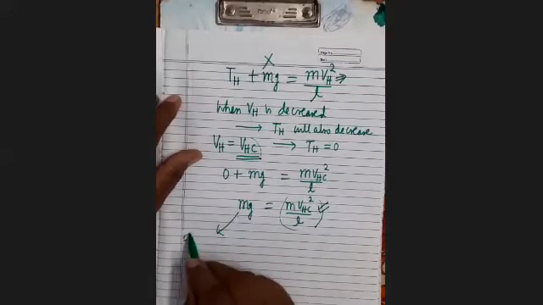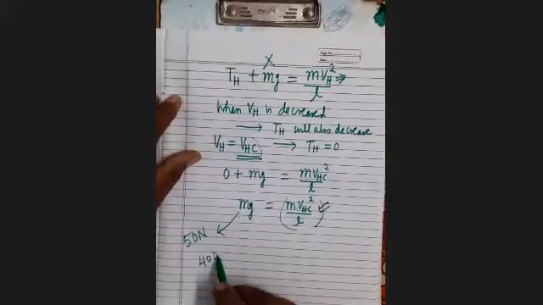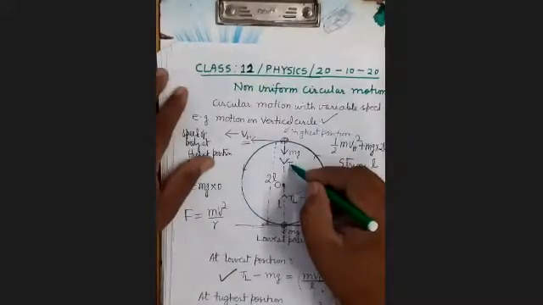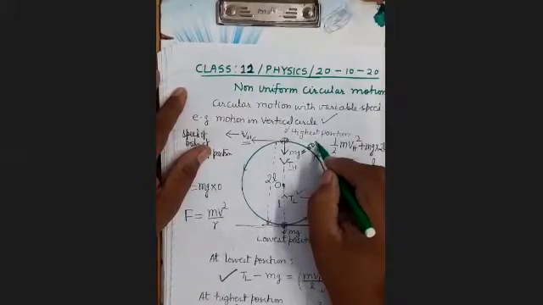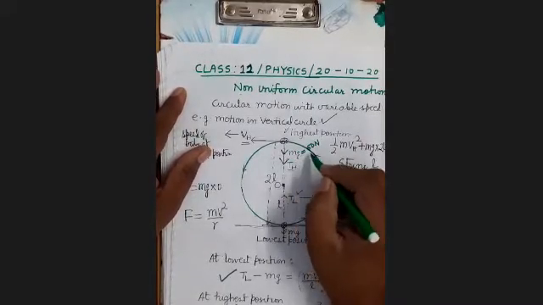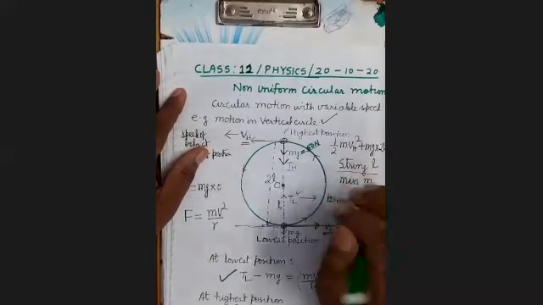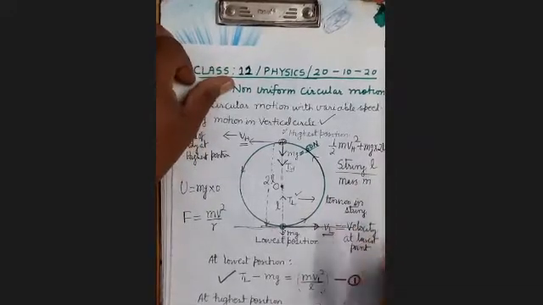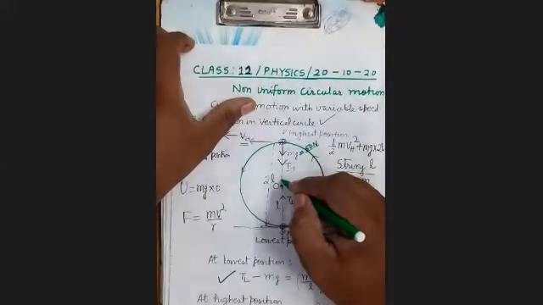Suppose mg is 50 Newton. Requirement of CF will be only 40 Newton. So what will happen to the 10 Newton? This 10 Newton is acting in the downward direction, because out of 50 Newton, 40 Newton has been used up in fulfilling the CF. So what will happen to the 10 Newton? Because of that 10 Newton, it will fall.